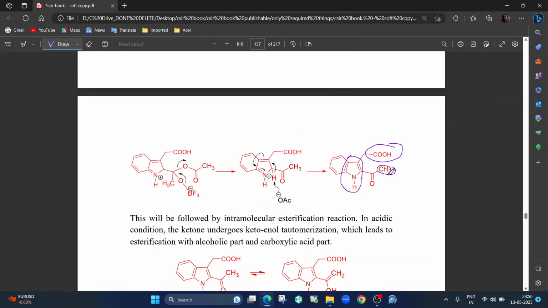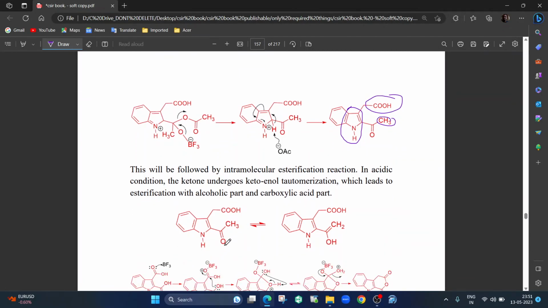Now BF3 is a Lewis acid, it can promote tautomerization, and then an esterification reaction can occur. So what happens is, because BF3 is present, this undergoes keto-enol tautomerization. I should have drawn it something like that. So CH2 is here, and there is a hydrogen here.